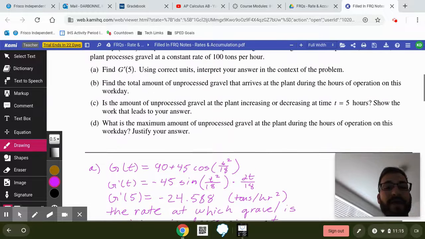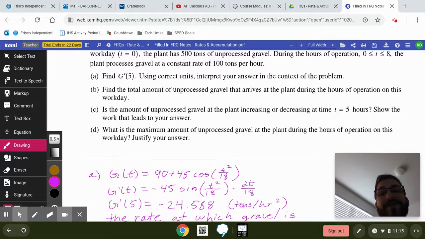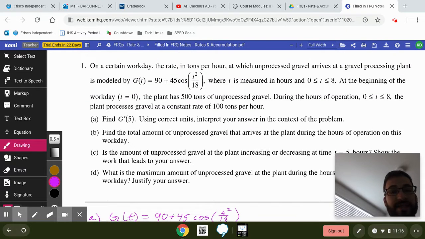All right, part B. Find the total amount of unprocessed gravel that arrives at the plant during the hours of operation in this workday. So total amount that arrives is going to be from 0 to 8. Okay. Now, I just want the total amount. I don't care about how much is there already. I don't want to know how much is there at the end of the time. I just want to know the total amount that arrives. Okay. So if I'm going to an amount, right now I have the rate, which is our velocity equation. I want to know the amount, which is kind of like our position equation.